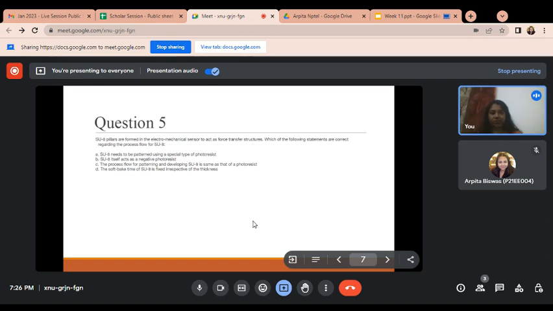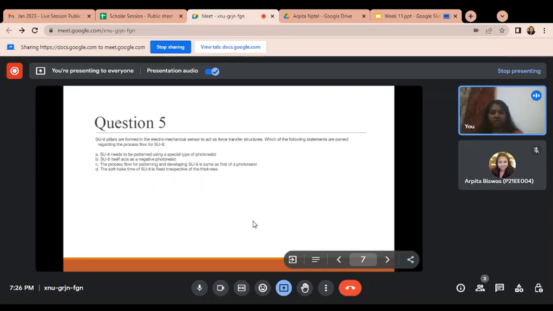Next we are moving toward question number 5. AC weight pillars are formed in the electromechanical sensor to act as force transfer structures. Which of the following statements are correct regarding the process flow for AC weight? The first option is AC weight needs to be patterned using a special type of photoresist. The second option, B, is AC weight itself acts as a negative photoresist.